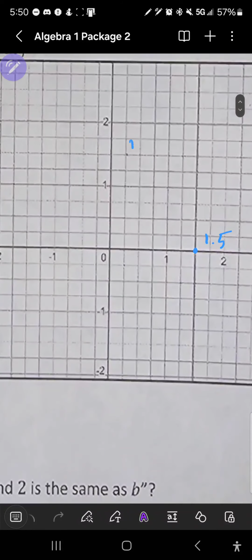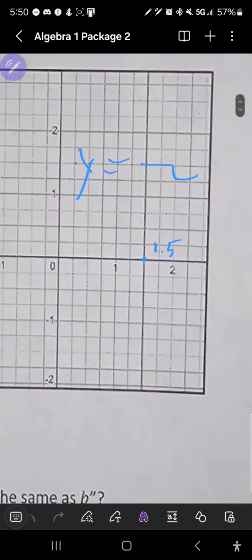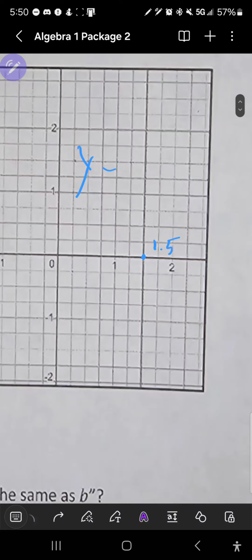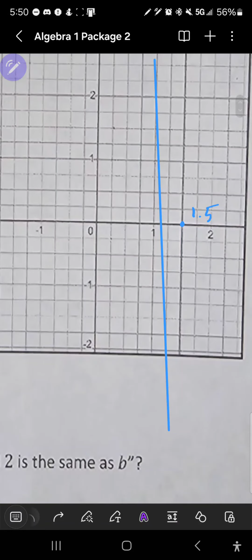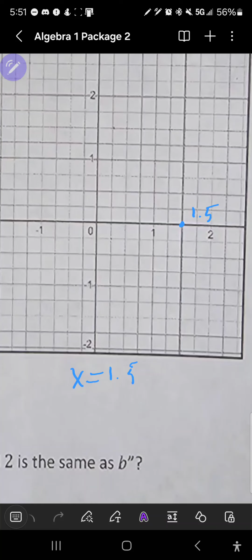Now we cannot say y equal something because it never touches the y. It's a vertical line, so we cannot say that y equals whatever. So in every case you see a vertical line, which is the one that goes from up to down, you're going to say x equal. Now you here have the 1.5, which is the x-intercept. So in this case, it's going to be x equal 1.5.